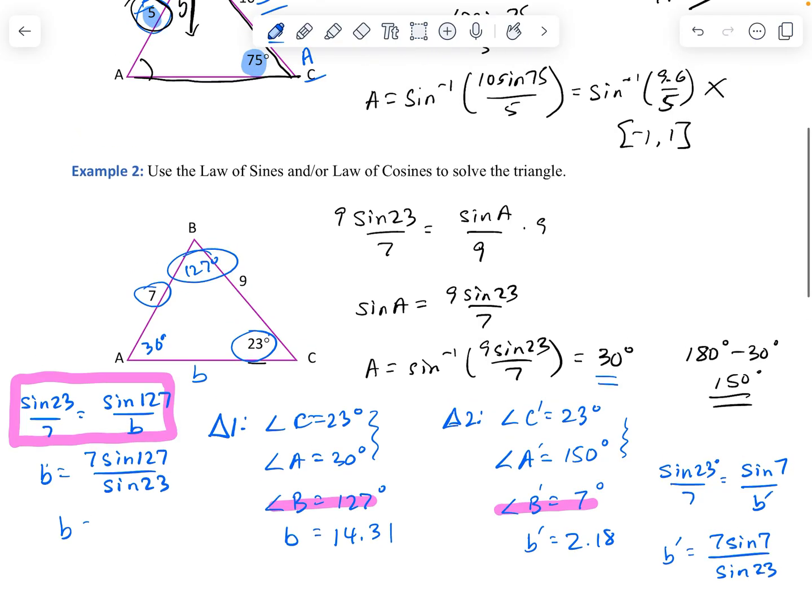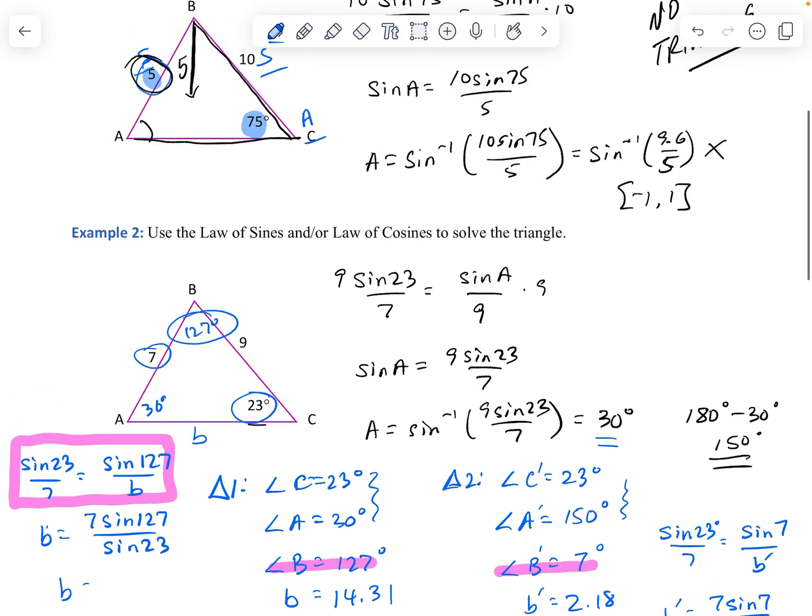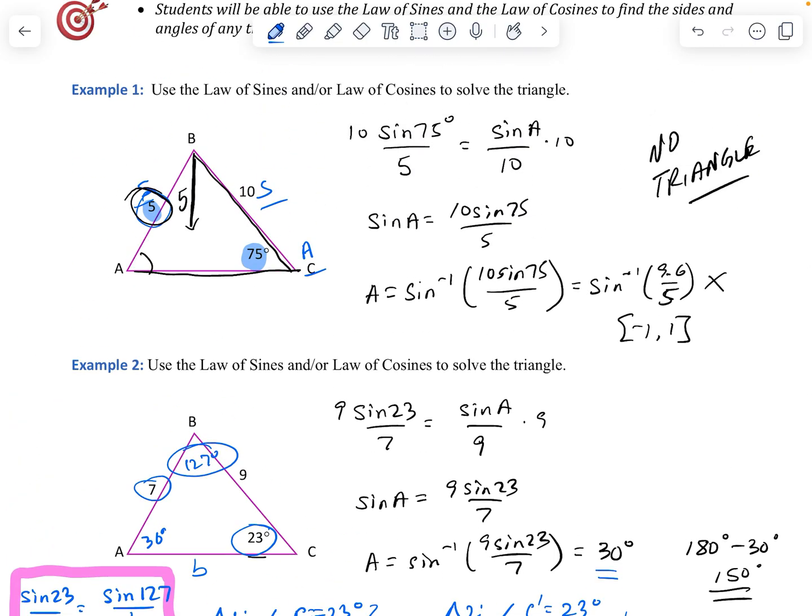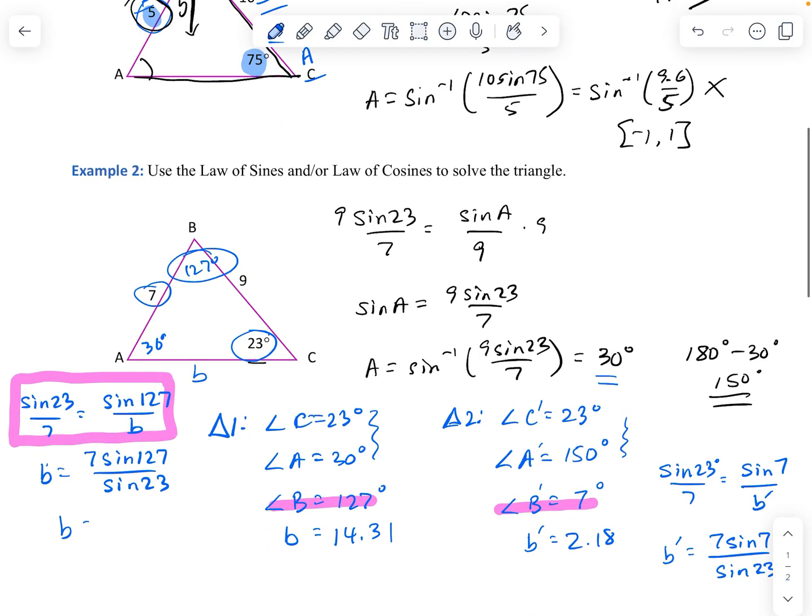All right, so we've seen a scenario in which there is no triangle. We've seen a scenario in which there are two triangles. So again, what you're going to do is law of sines. You're going to solve for your angle. You're immediately going to do 180 minus that angle. Why, again, are we doing 180 minus that angle? Because if this is 30, 180 minus 30 is 150 degrees.